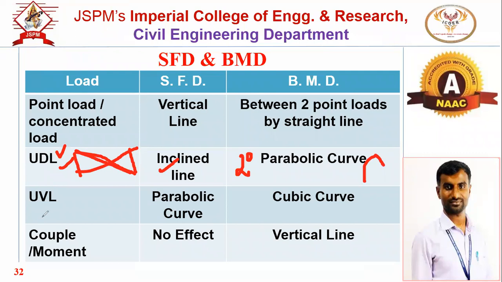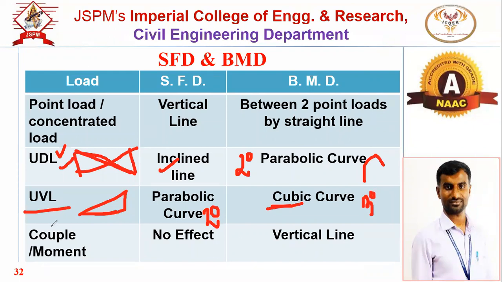If the loading is UVL, or triangular loading, then SFD will be a parabolic curve. For uniformly varying load, the SFD nature will be a second degree curve. Parabola means second degree curve, and BMD will be a cubic curve. That cubic curve is nothing but the third degree curve.